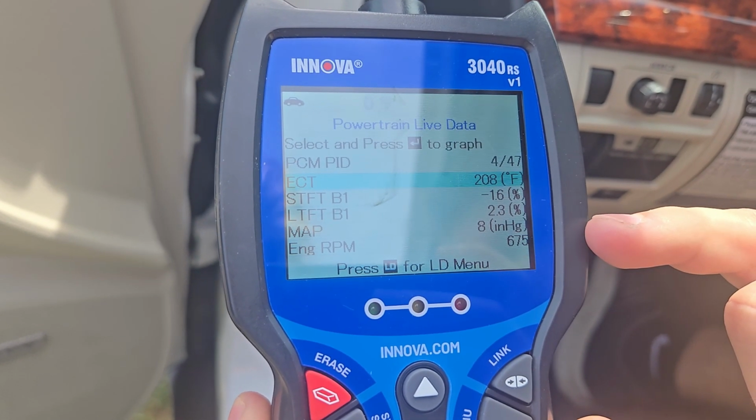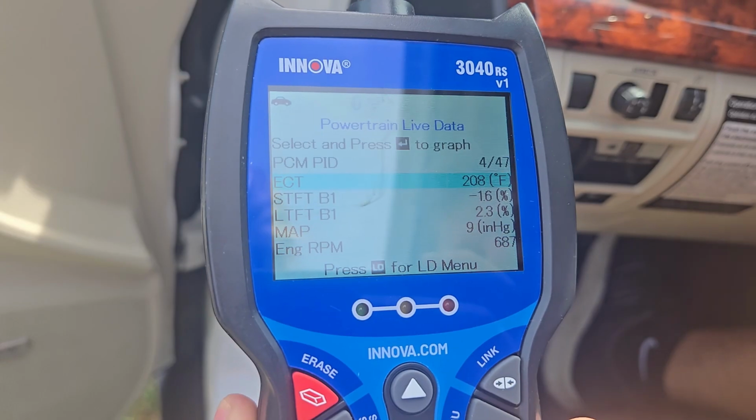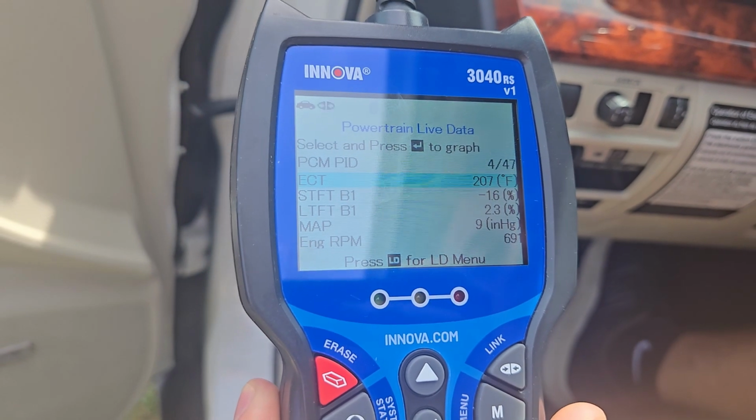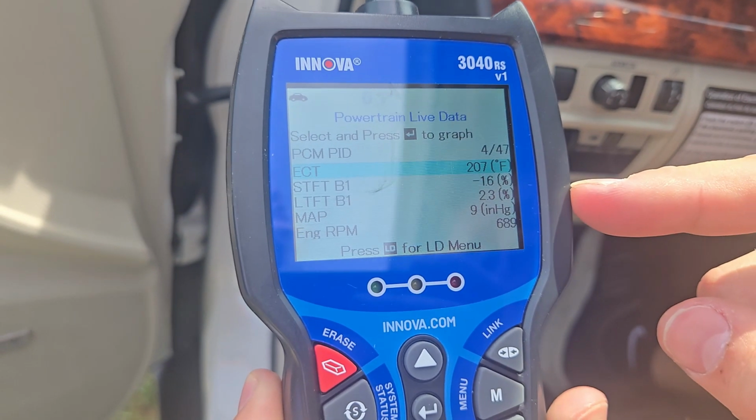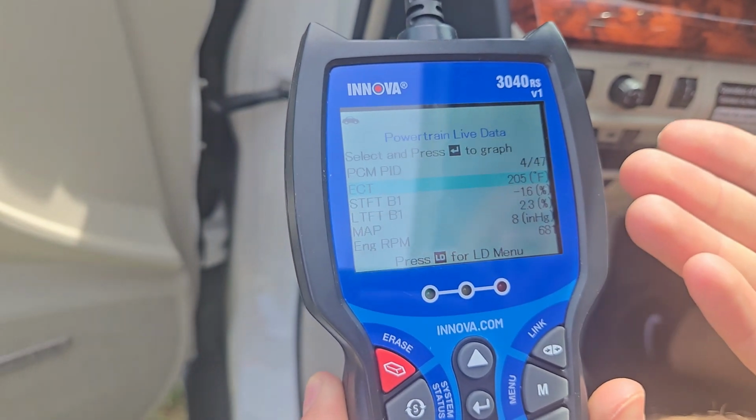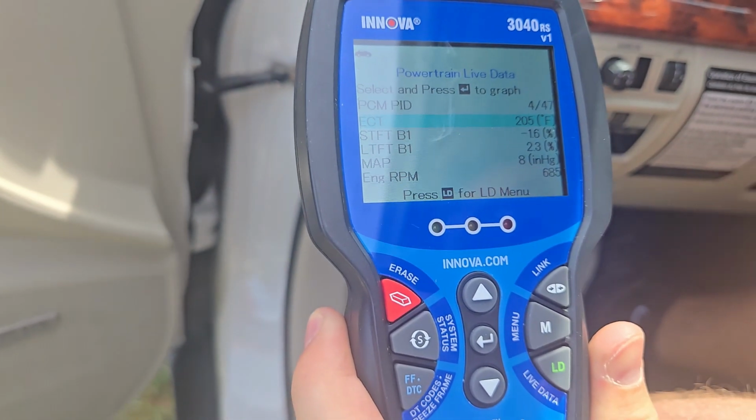Another disclaimer is engine codes can be caused by multiple things. They can be what people like to call multifactorial. You can have multiple issues that cause an engine code, and that's really important to keep in mind.